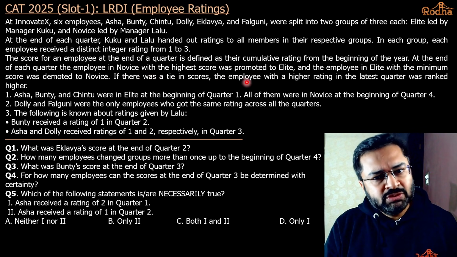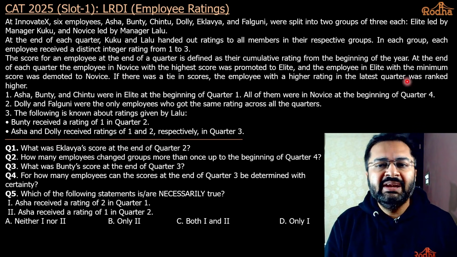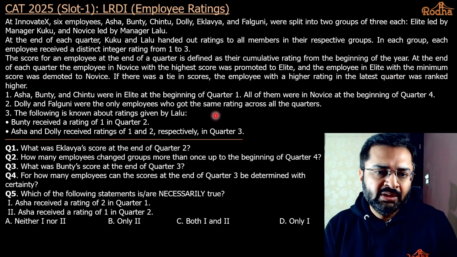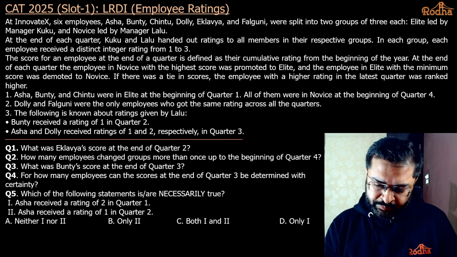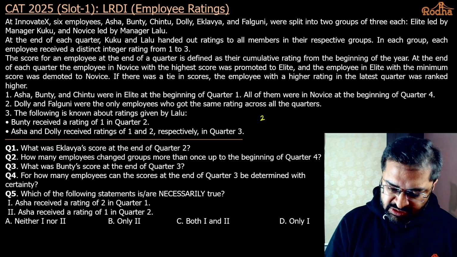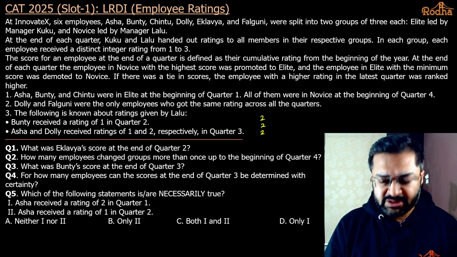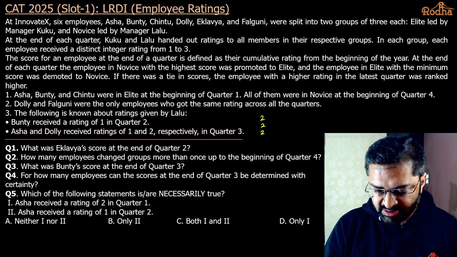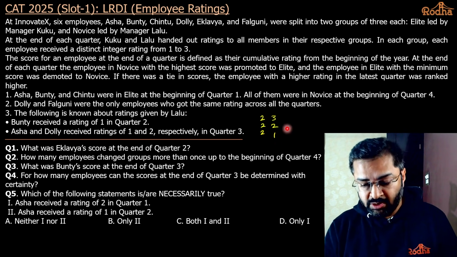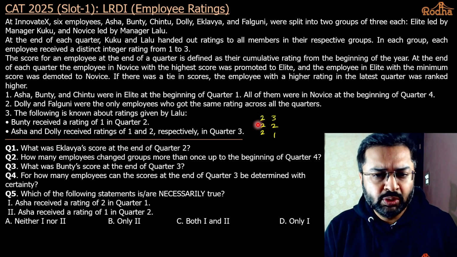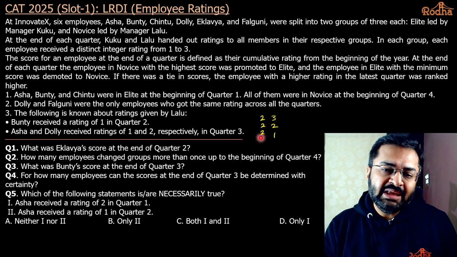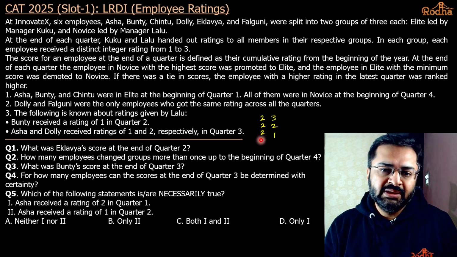And if there was a tie in scores, the employee with a higher rating in the latest quarter was ranked higher. What would that mean? I'll just show you. For example, somebody getting 2, 2, 2, and somebody else getting 3, 2, 1 in this particular order. So both have a score of 6 after 3 quarters. Then in that case, who would be ranked higher? This guy, 2, 2, 2.